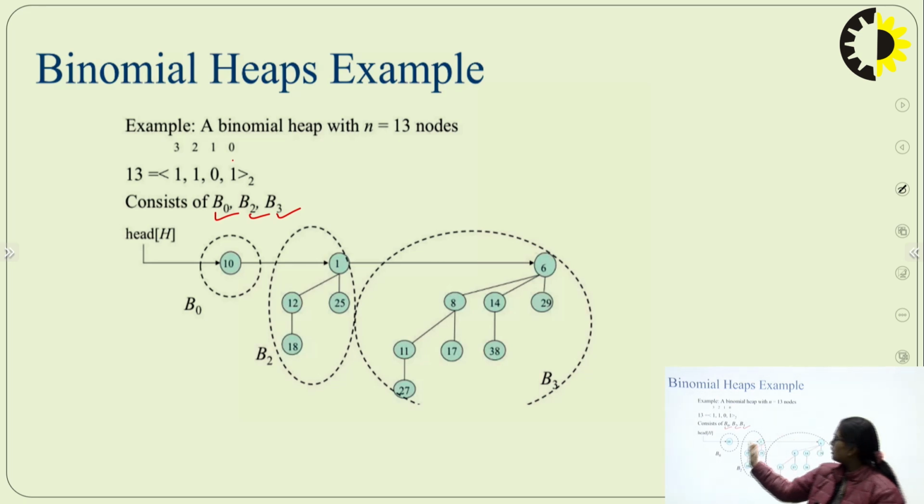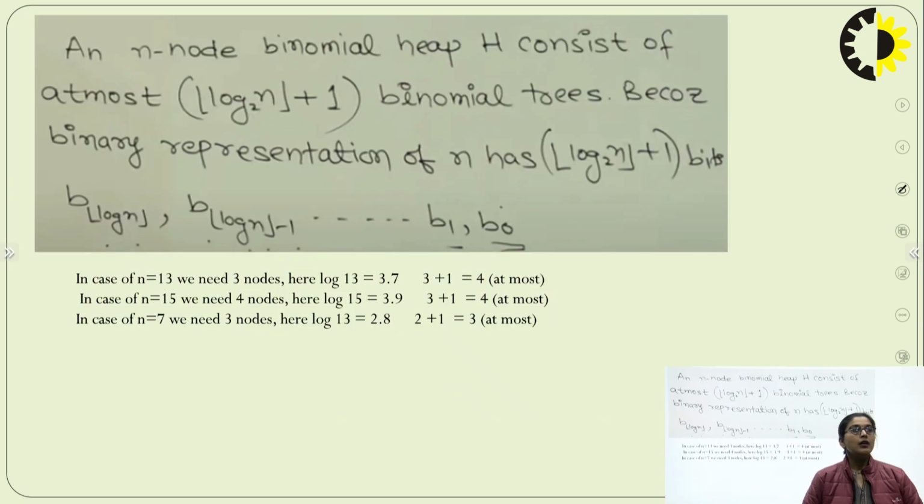So these are the random values. We are just proving that these particular B0, B2 and this particular B3 are combining, creating a binomial heap which has exactly 13 nodes. So remember, this type of question is very, very important for your university, exactly in AKTU university.